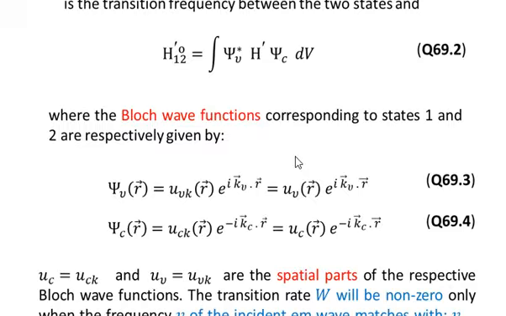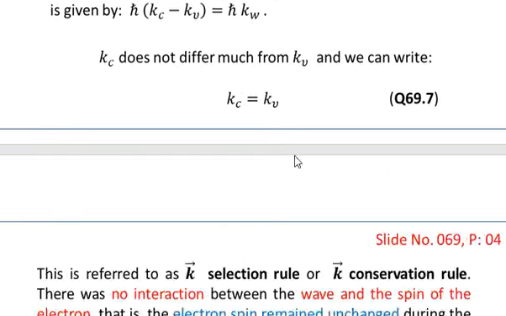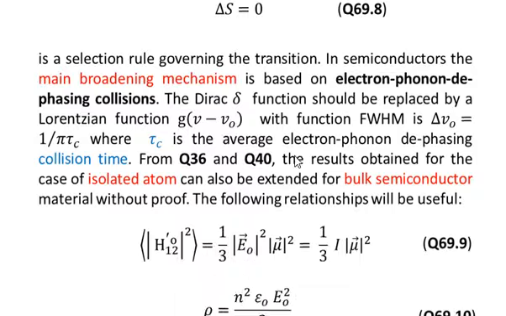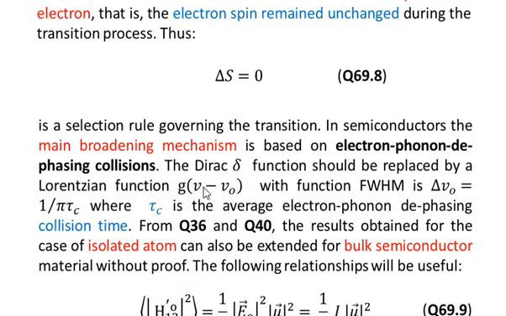So we are going to replace this delta function with the function g of nu minus nu naught, as we have mentioned over here, because g of nu minus nu naught represents the broadening, and in case of single atom it represents a homogeneous broadening. So here we are assuming that the electron-phonon dephasing collision is of the type of homogeneous broadening. So that's why we are replacing that delta function by g of nu minus nu naught.